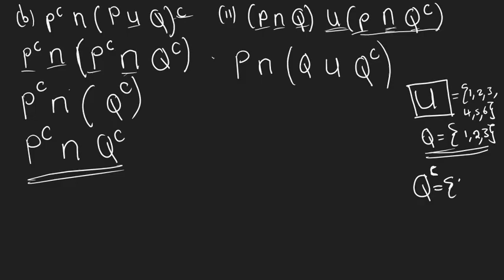4, 5, and 6. No, get everything outside set Q. That is 4, 5, and 6. Okay, yes. 4, 5, and 6. These numbers, where are they? In which set? Where did you get these numbers from?